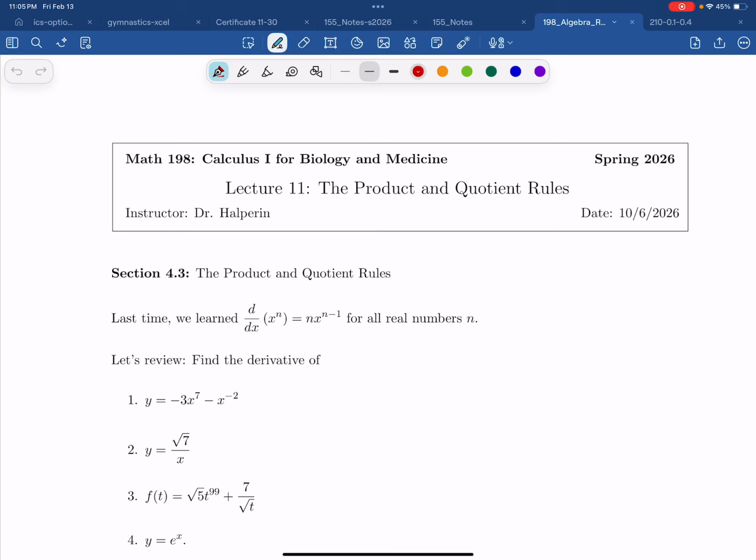Let's begin section 4.3, the product and quotient rules. In this video, all I'm going to do is derive and use the product rule. We'll save the quotient rule for the next video.